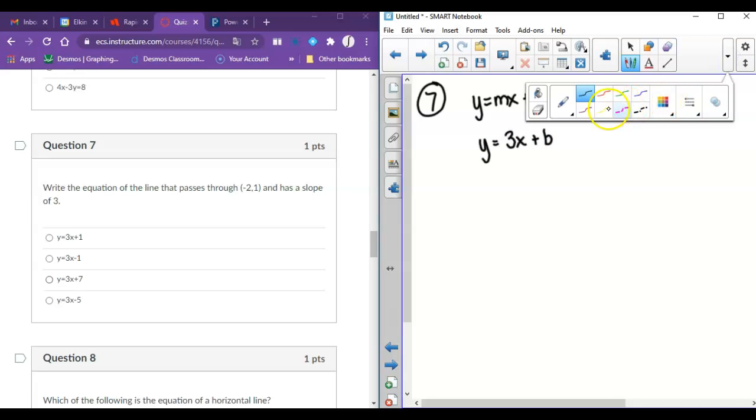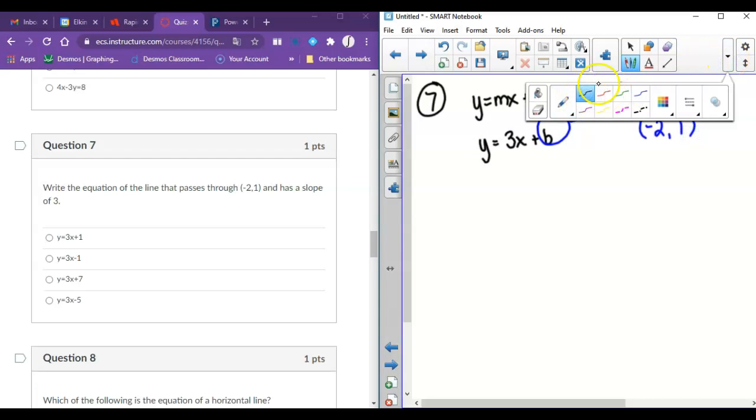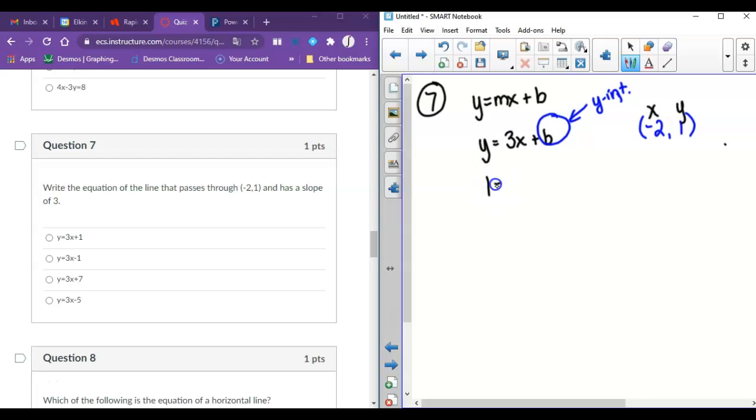The other thing we need to find here is the y-intercept for this problem. So to find this y-intercept, we are going to use the point that they gave us. So we've got negative 2, 1. And that point, the negative 2 is our x-coordinate, and the 1 is our y-coordinate. So where the y is at, we're going to put 1. And where the x is at right here, we're going to put negative 2. And we're just going to leave that plus b there because that's what we're trying to find. And we're just solving this equation.